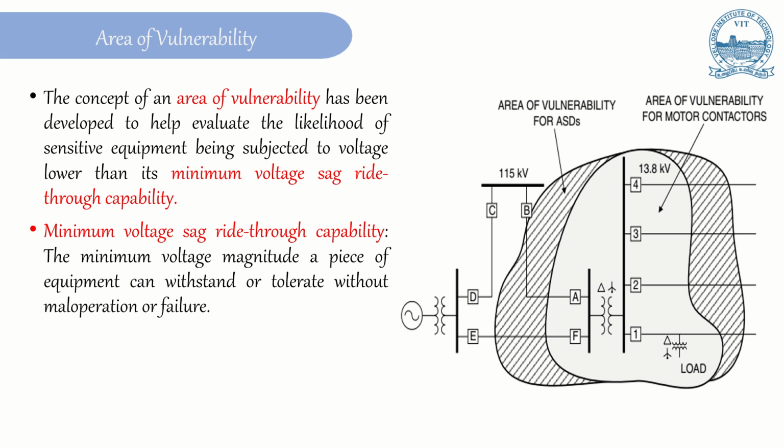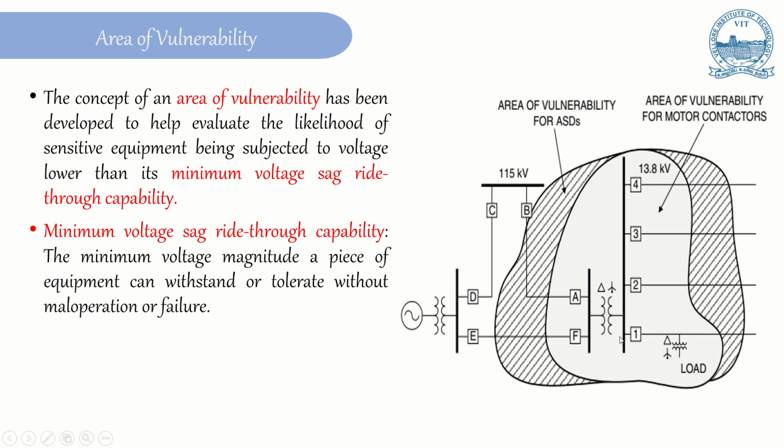Now if you see a motor connected to any of the buses here, if there is any fault that happens in any of the transmission lines, wherever it is, the effect is felt in the shaded area. In the case of adjustable speed drives, that is your variable frequency drives, it is different. You can observe here that the ASDs are sensitive to faults which are propagated from a very far away distance from their location. So that is what we need to understand as the area of vulnerability. The concept of area of vulnerability has been developed to evaluate the likelihood of sensitive equipment being subjected to a voltage sag lower than its minimum ride-through capability.